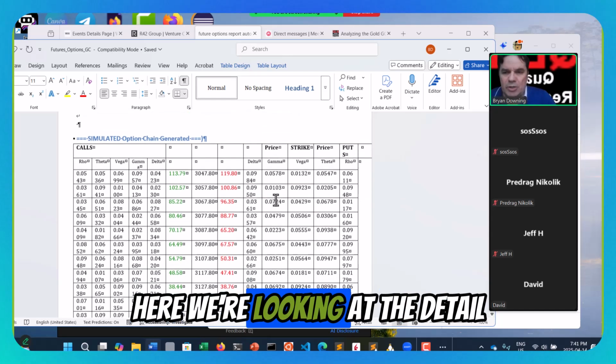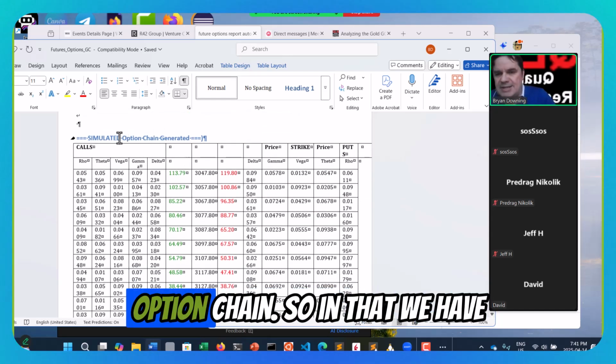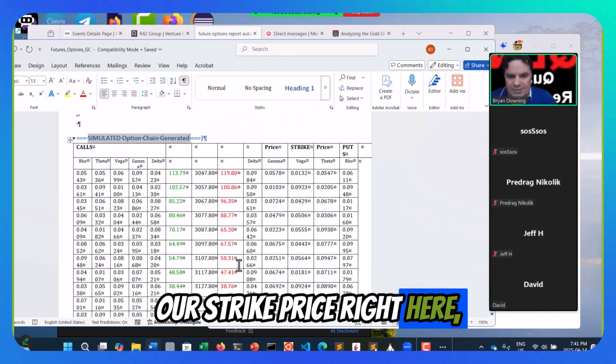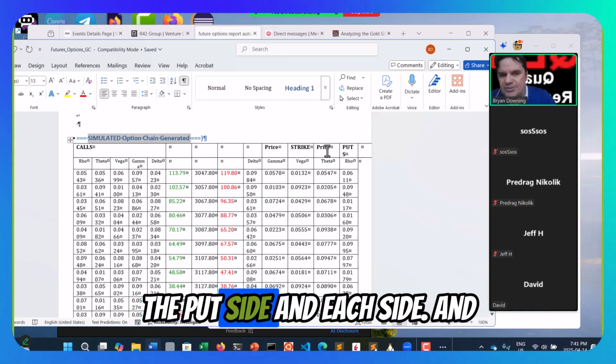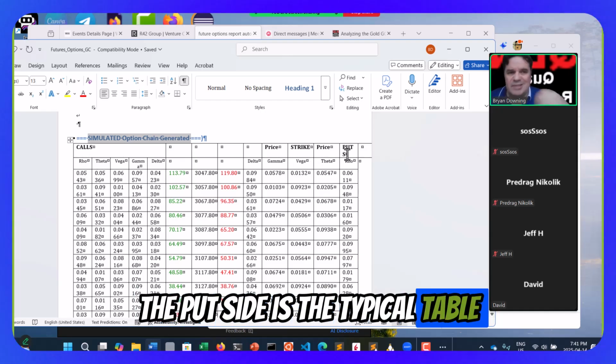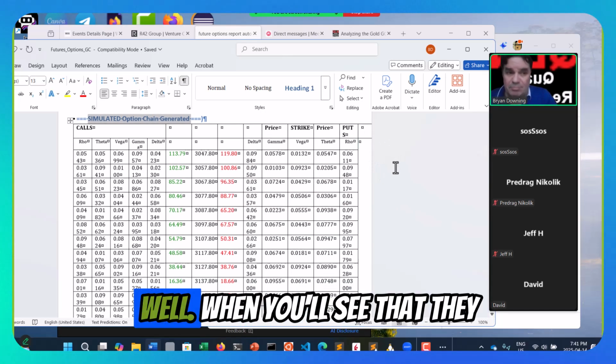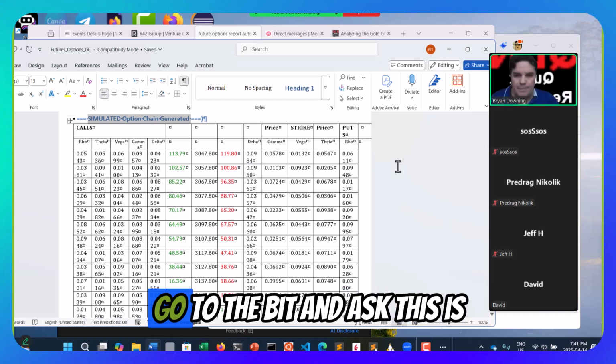So in here, we're looking at the detailed option chain. We have our strike price right here, then we have the call side and the put side. This is a typical table you'll see in high-speed trading systems and platforms when you see the quotes of the bid and ask.